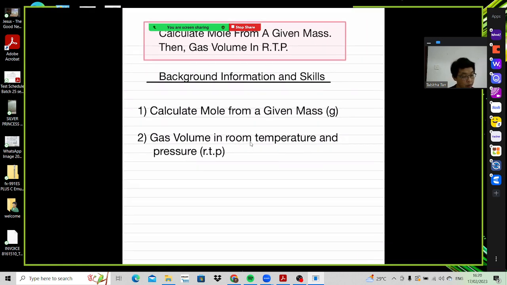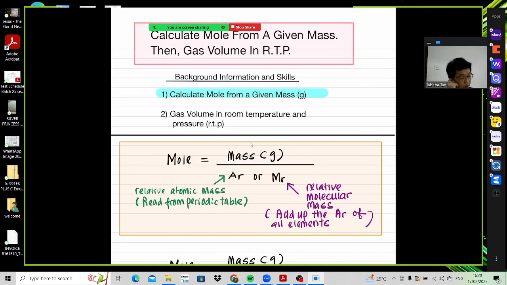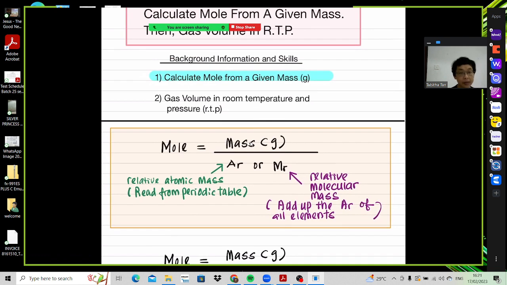There are basically two pieces of background information and skills that we need to acquire so that we can deal with this. At the end of this video, I have picked one of the questions from an IGCSE past paper. Okay, so part one of the basic information: calculate mole from a given mass. In order to acquire this skill, it is quite simple and straightforward.